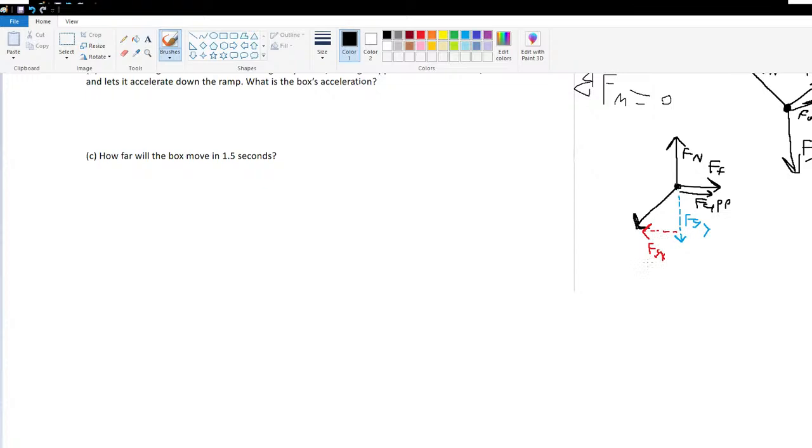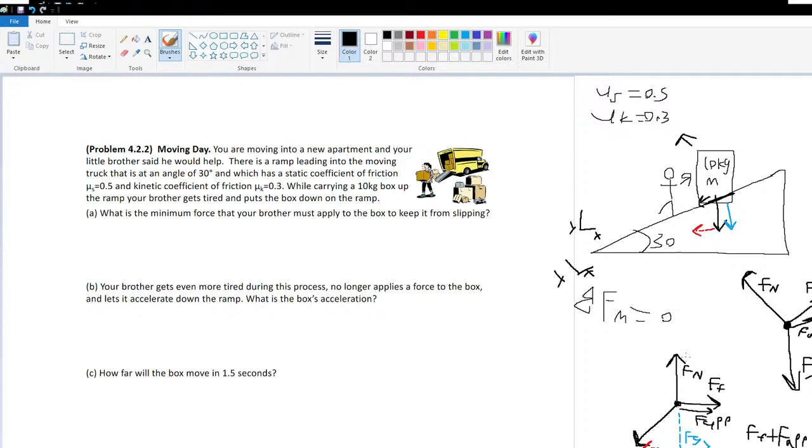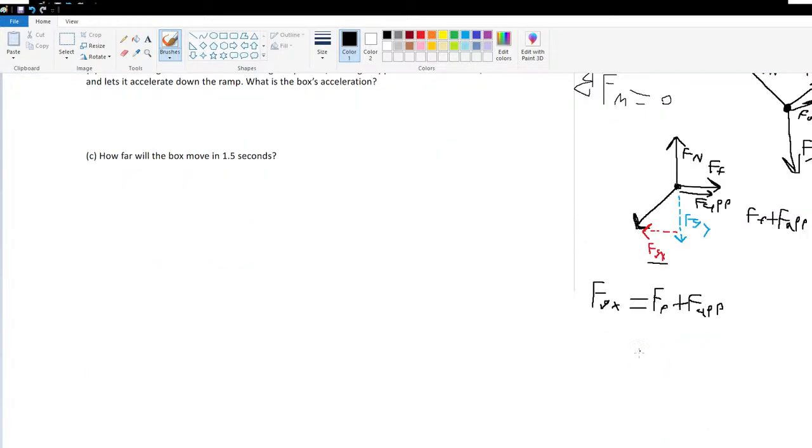Because we know that this force of gravity here, the x component needs to balance out force of friction plus force applied. So we can write force of gravity in the x direction is going to be equal to force of friction plus the force applied. And then we also know our normal force is going to be equal to our y component. So we can write force normal equals force of gravity in the y direction.